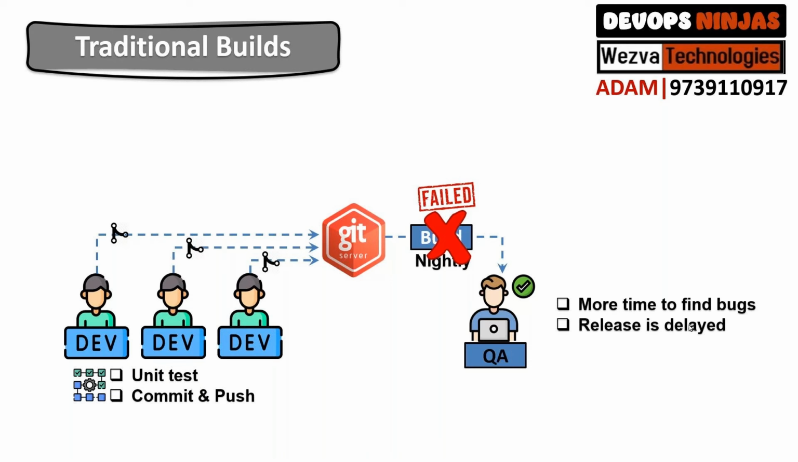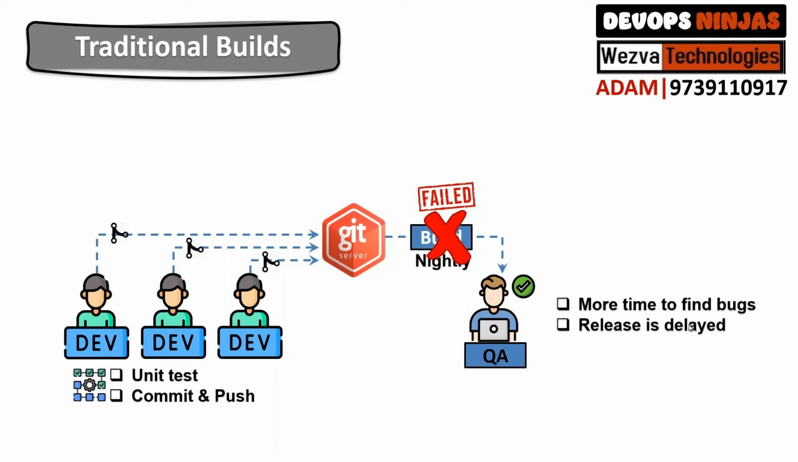Now, overall, when we follow this traditional method, we take a lot of time to identify the problem or a bug, and at the same time QA has to wait. This will cause our continuous delivery to be interrupted. In other words, you will not have continuous delivery. Your release will be delayed.